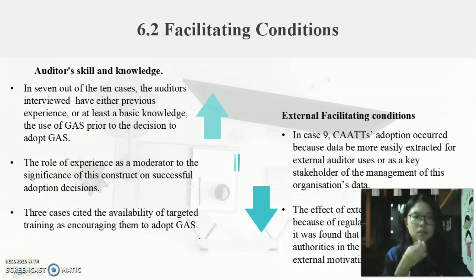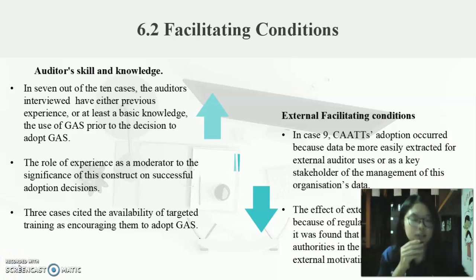Okay, the second is the external facilitating conditions. Externalities in the context of internal auditors or internal audit environments include the external auditors, the regulatory bodies such as the tax authorities, professional bodies influencing the profession, company boards, audit committees, and operating departments in the organizations. In case 9, CAATTs adoption occurred because the data could be more easily extracted for external auditor users, who are a key stakeholder of the management of this organization.